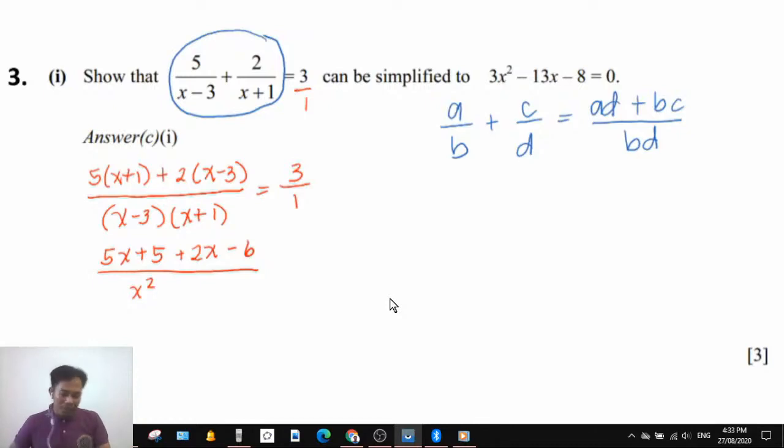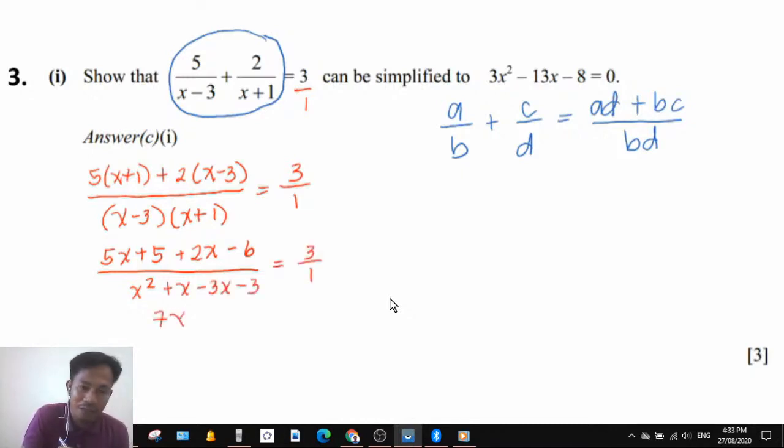Next, you have to simplify so that you can cross multiply. 5x plus 2x is 7x. Negative 5 minus 6 is negative 1. Then x squared minus 2x minus 3 is equal to 3 over 1.